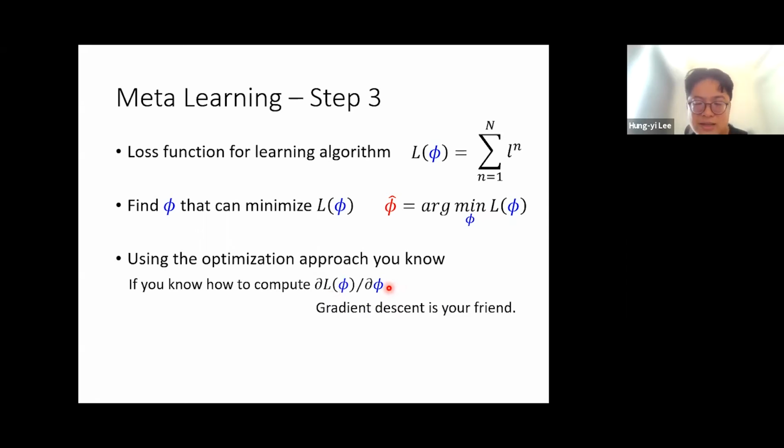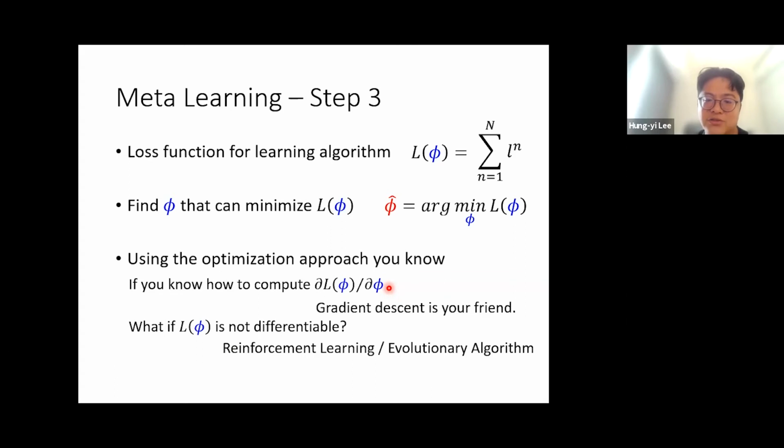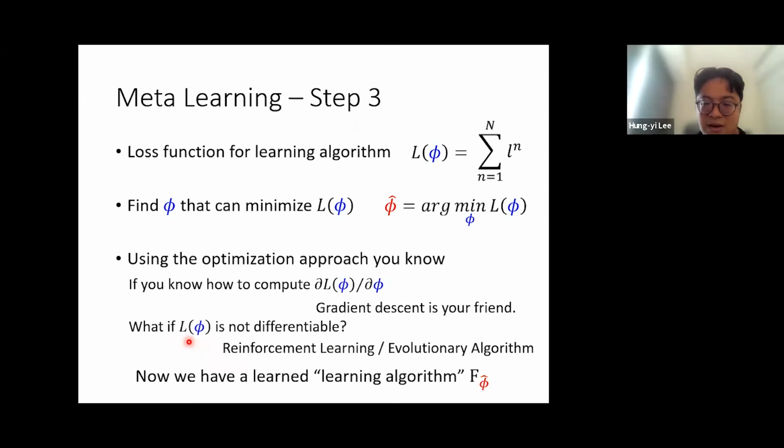Just use gradient descent. You can use gradient descent to minimize capital L. On the other hand, if capital L of phi is not differentiable with respect to phi, then you have some trouble. Usually, you can use other optimization approaches to solve this optimization problem. Some people will use reinforcement learning or evolutionary algorithms to try to find a phi which can minimize capital L.